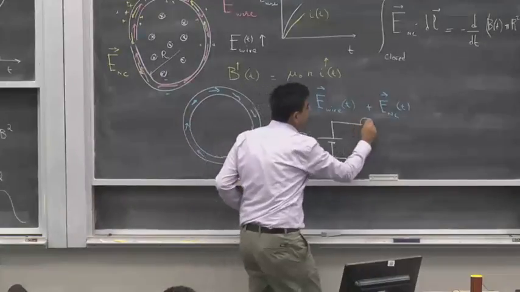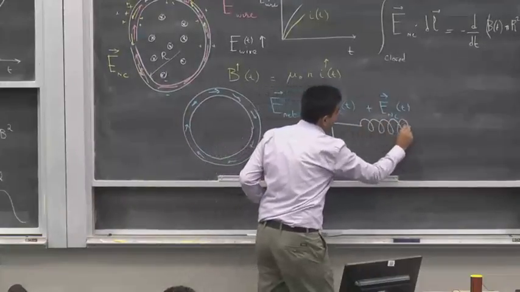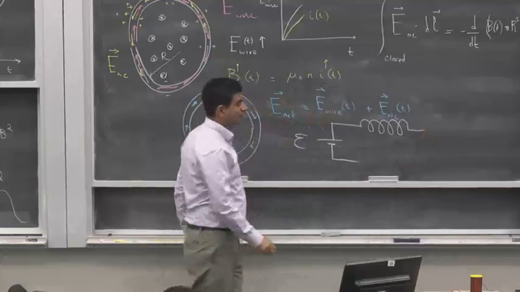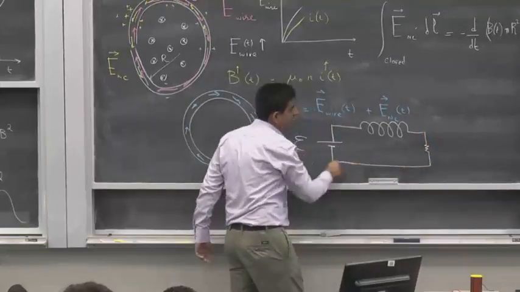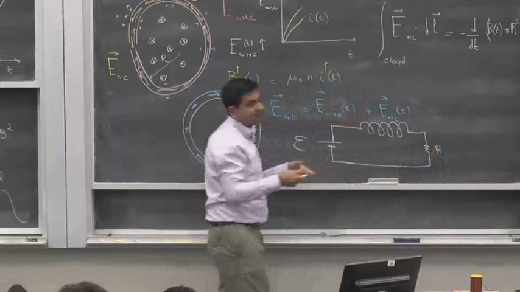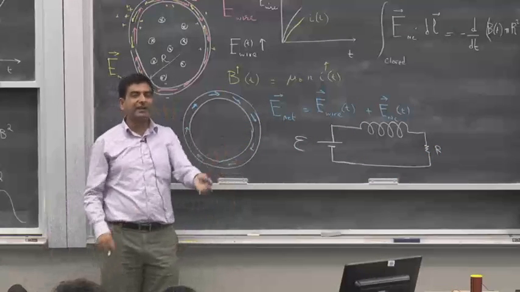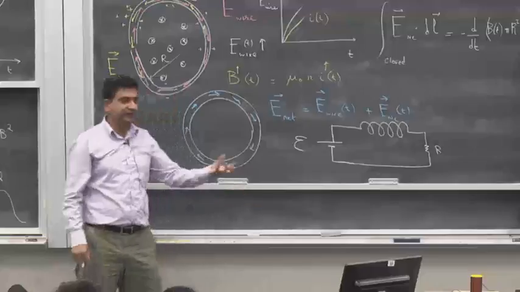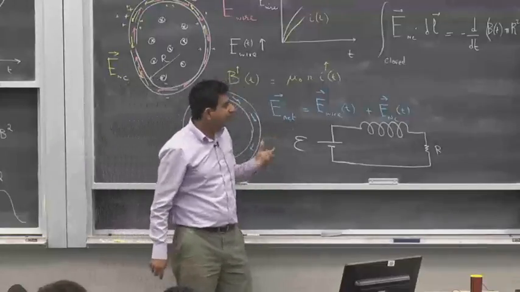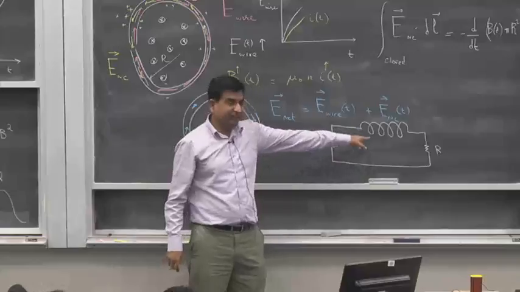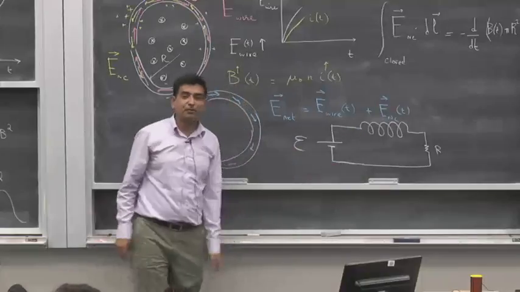This is my solenoid. Suppose I also have some resistor here. All the wires' resistance can be lumped into this resistor, or I can have a nominal, real resistor. Now what's going to happen is that effectively an electric field is going to be set up inside this wire, which is going to oppose the battery.